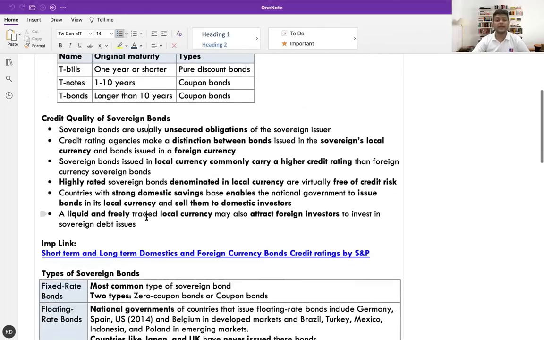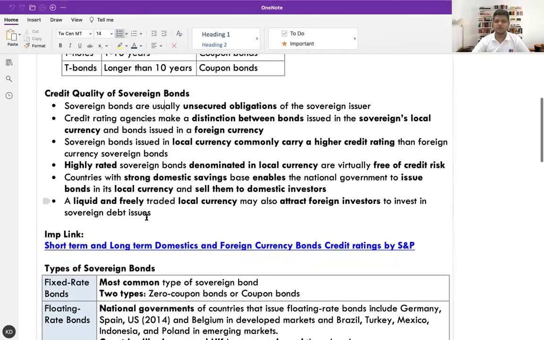Now, when it comes to credit quality, do I need to say what the credit quality of government bonds is going to be? What do you think? Of course, it's going to be the best of all, right? So the credit quality of sovereign bonds, even though, for your kind information, these are unsecured obligations.